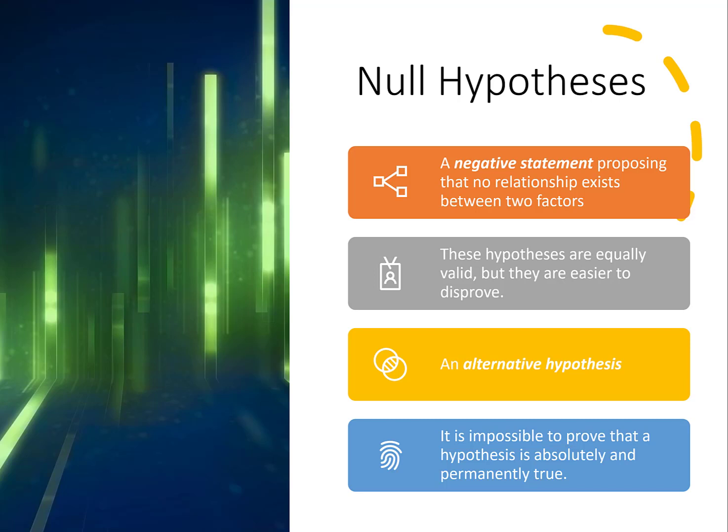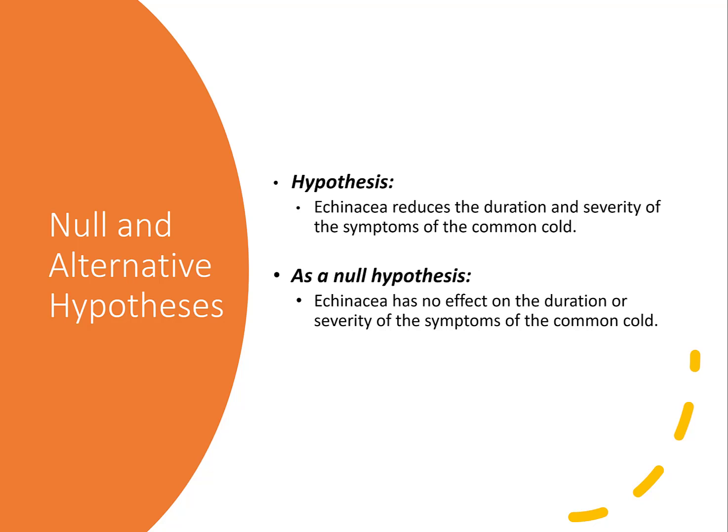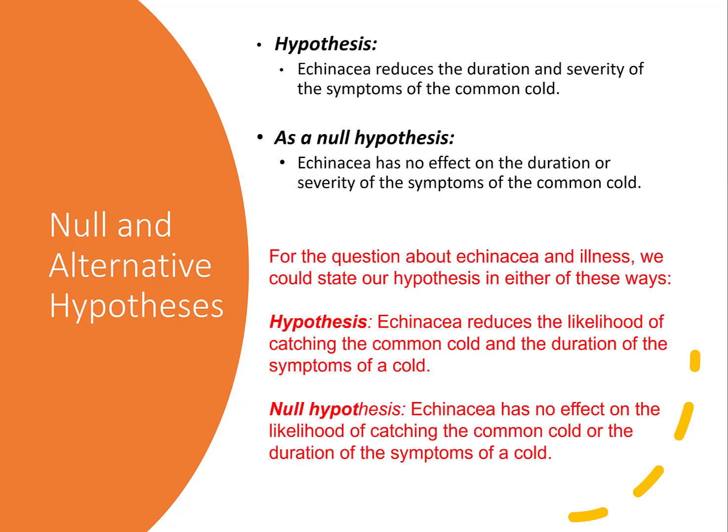So the idea is a null hypothesis is a negative statement proposing no relationship exists. These hypotheses are equally valid and they are easier to disprove, and that way you can shift to an alternative hypothesis. So if the experiment didn't work, then you shift to the null hypothesis. Echinacea reduces the duration and severity of the symptoms of a common cold. A null hypothesis is that the echinacea has no effect on duration, and so it has to be one or the other. It can't be in between.